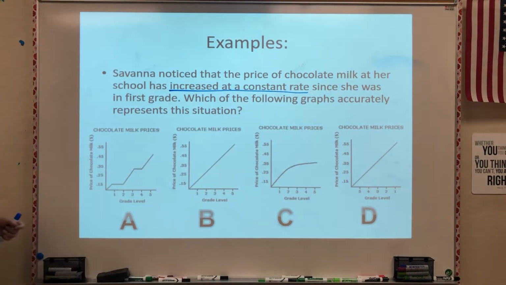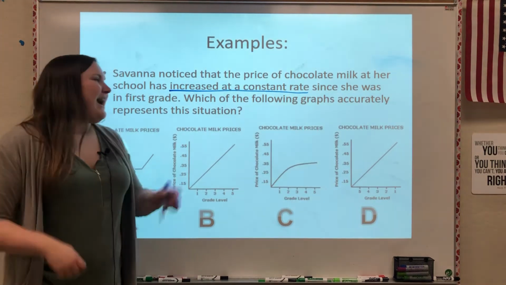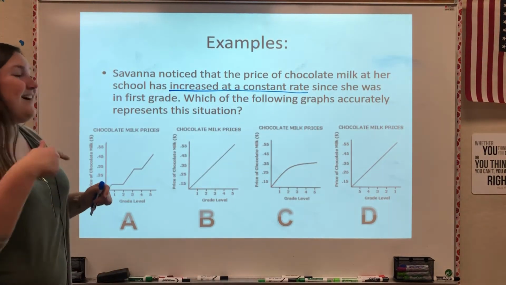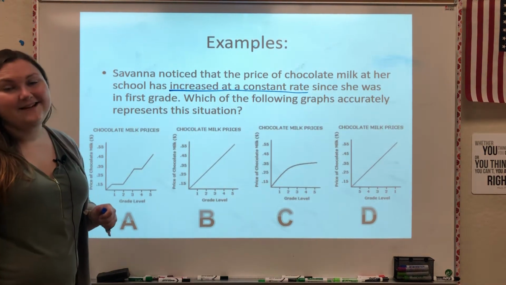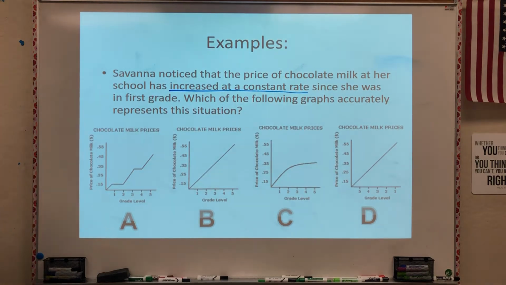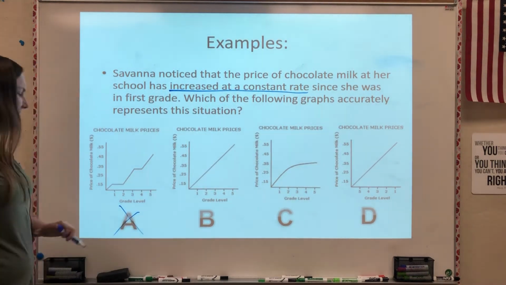Looking down here at the graphs, there's a couple that I personally would immediately eliminate. After reading through this, there's a couple graphs that I see and I know that is not a graph of something increasing at a constant rate. What are ones you would want to eliminate? Well, usually in class, students say A. I would want to eliminate A.